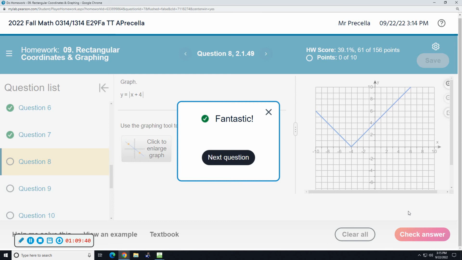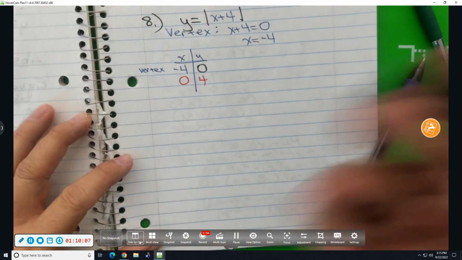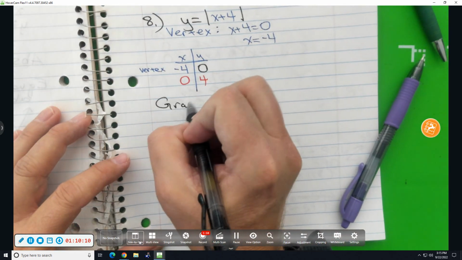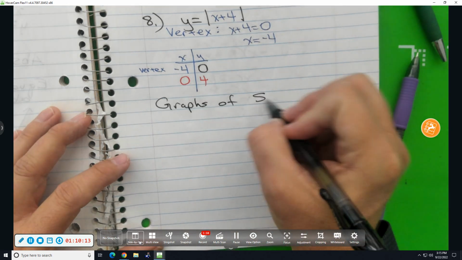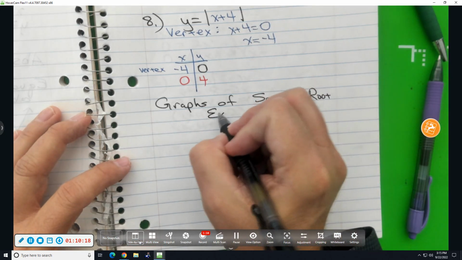We have graphing tools for lines, quadratics, cubics and absolute value expressions. Anything that doesn't have a graphing tool can be handled using multiple choice. Graphs of square root expressions.